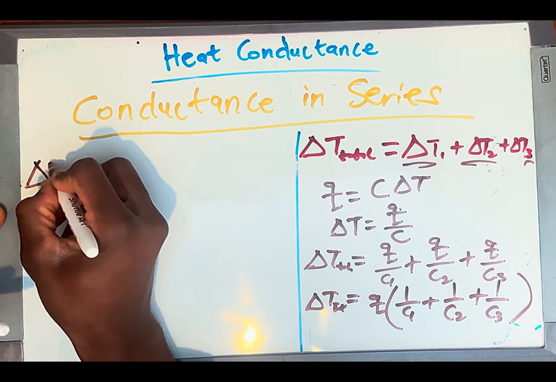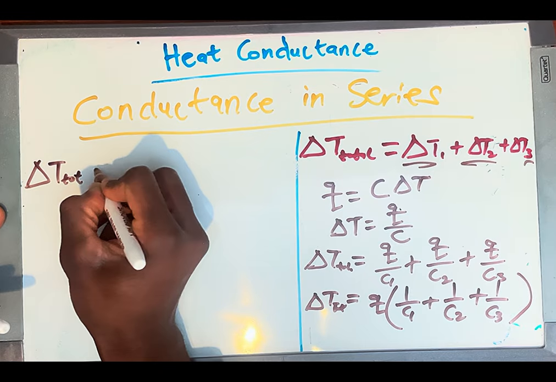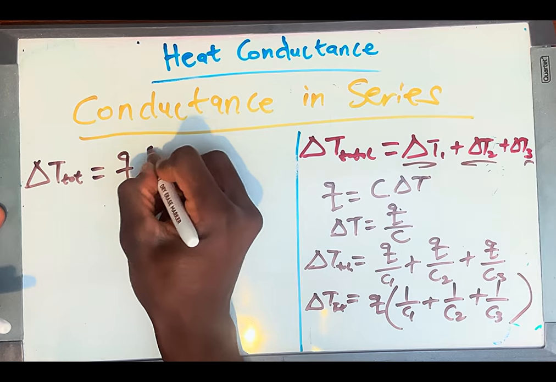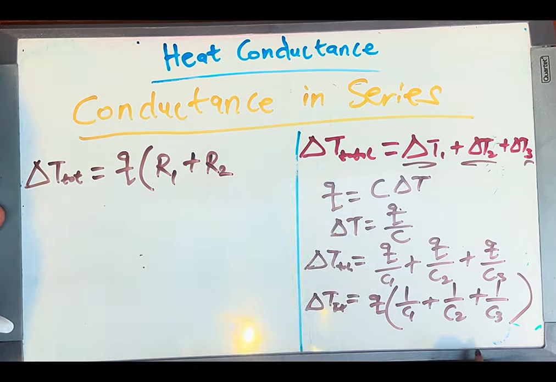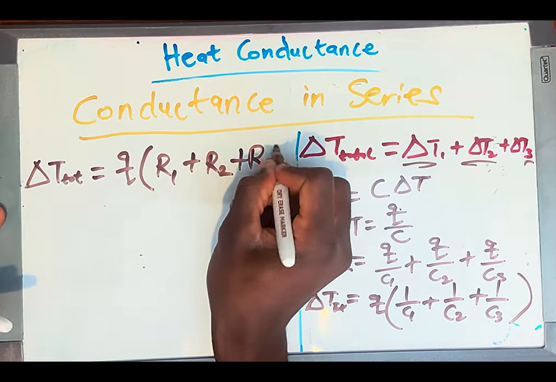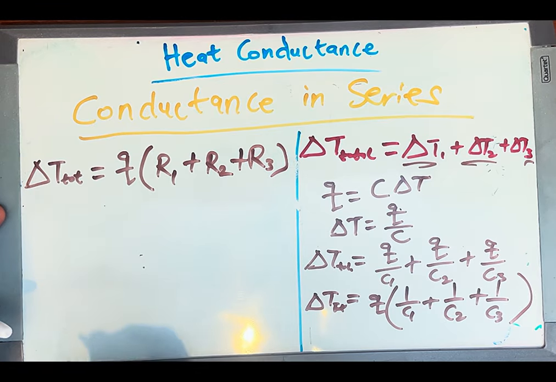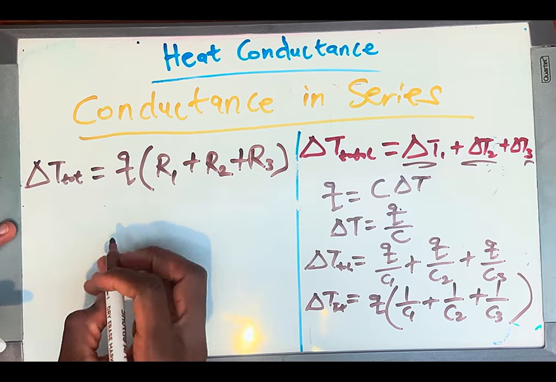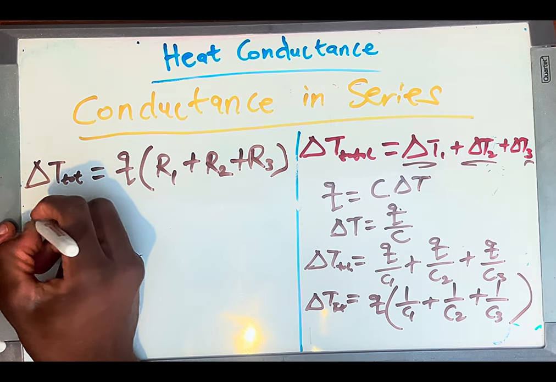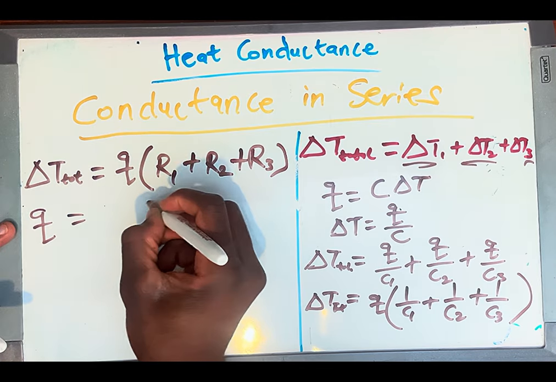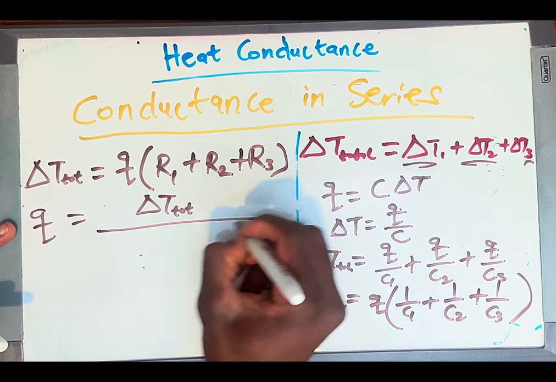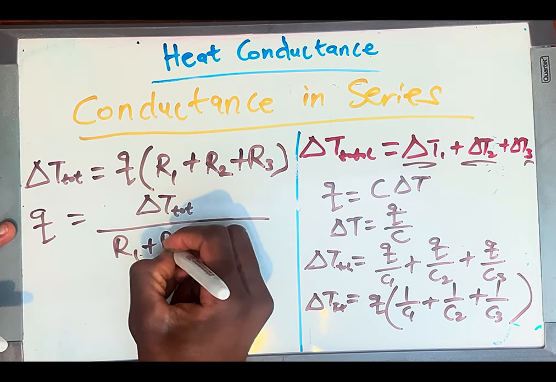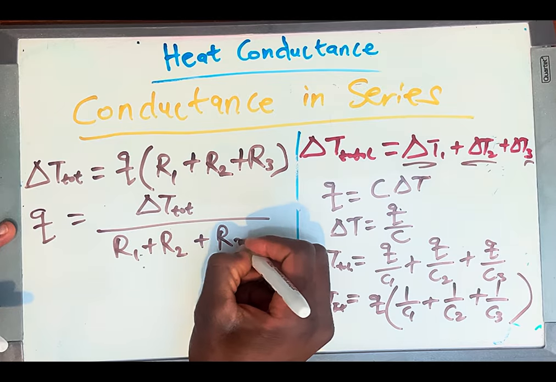So we can get the total change in temperature to be equal to Q multiplied by resistance 1, then resistance 2, and then the last resistance, resistance number 3. So let's make Q the subject. When we make Q, which is the heat transfer rate, the subject, we get Q equal to the total change in temperature all over R1 plus R2 plus R3.